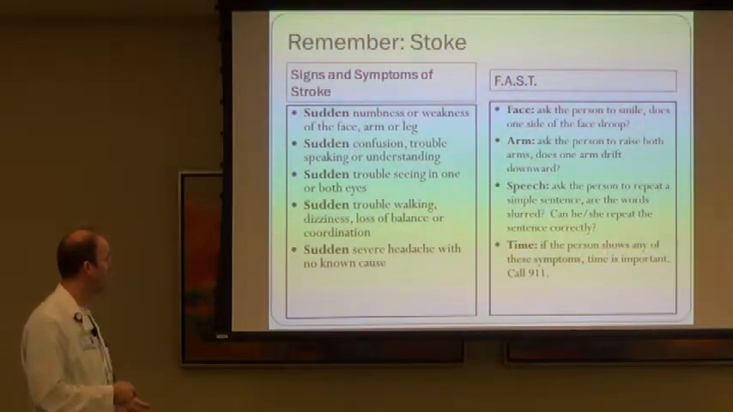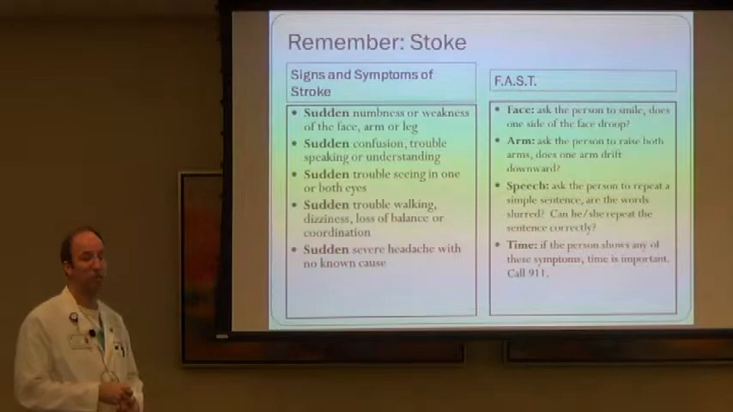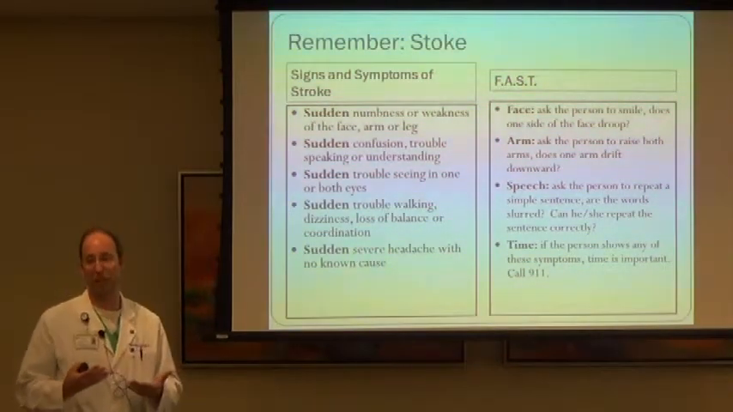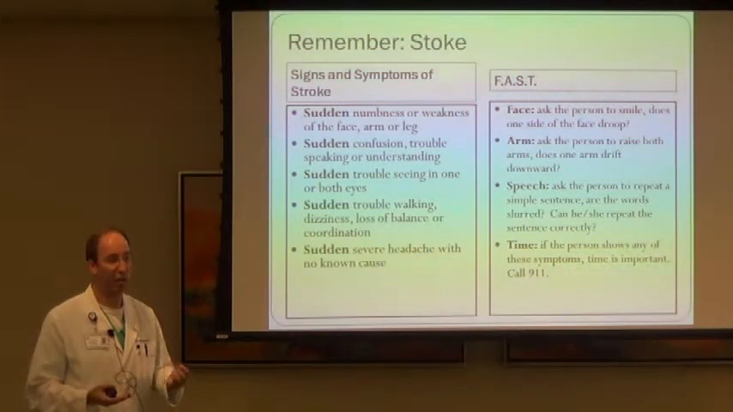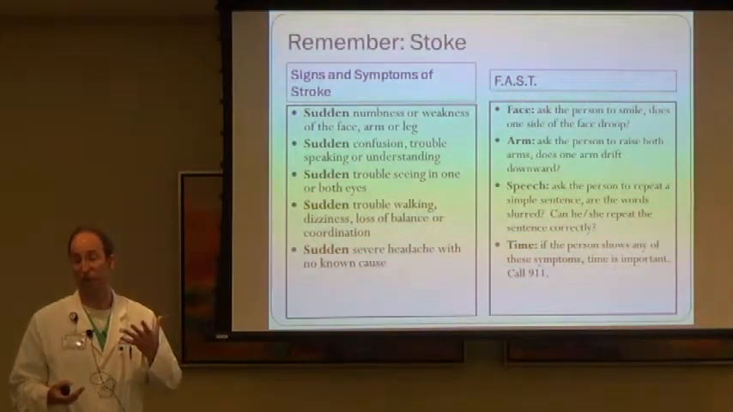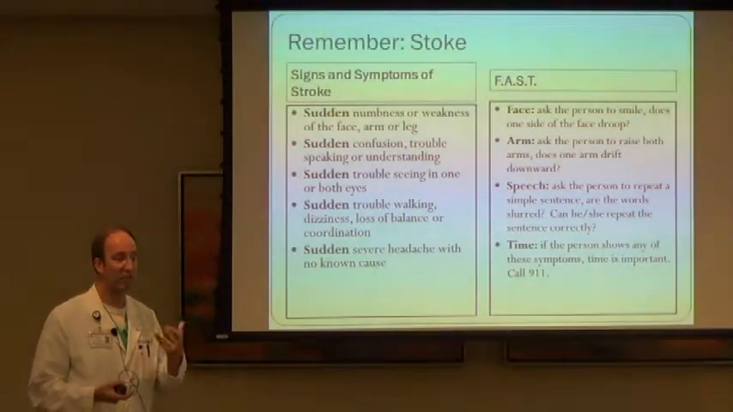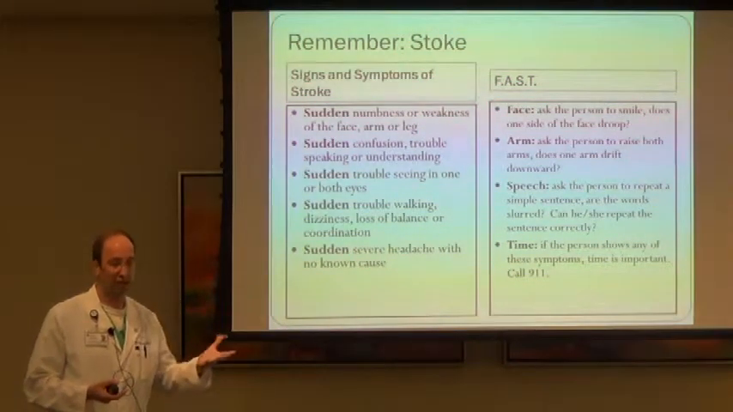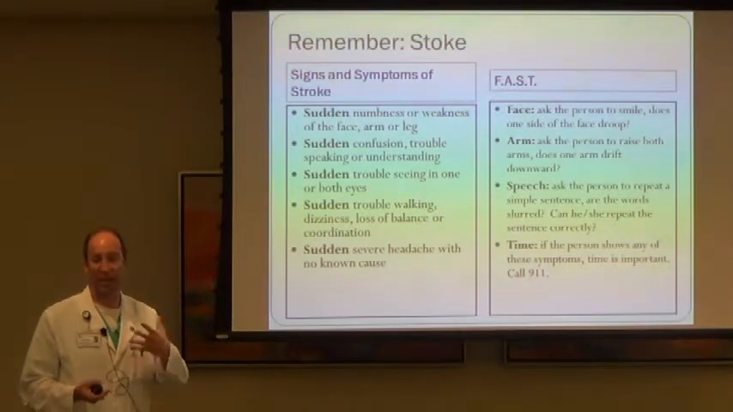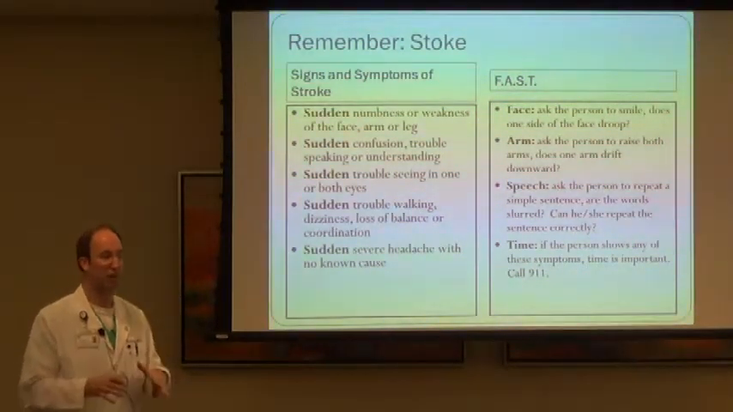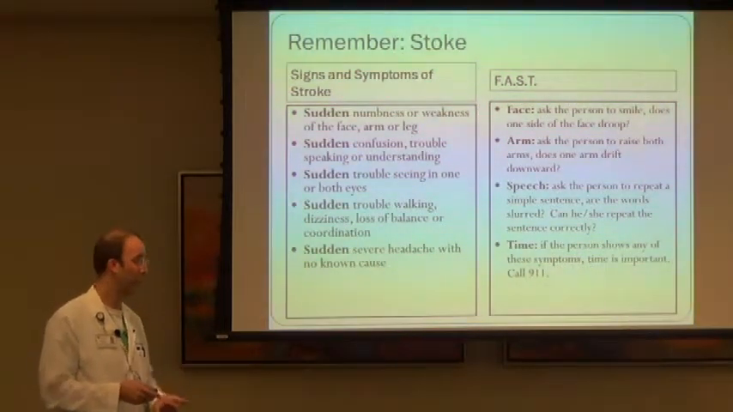And time is the key thing. If somebody has any of these symptoms, time is very important. If they have an ischemic stroke and a blood vessel is blocked off, every minute that goes by is another minute that part of the brain is not getting blood flow, and it's more and more likely to be permanently damaged. On the other hand, if there's leaking, if there's rupture of a blood vessel in the brain or an aneurysm, there's more and more blood pouring out every minute that goes by. So it's very important to get to the hospital right away.